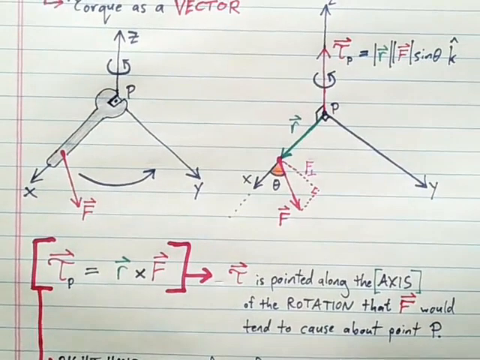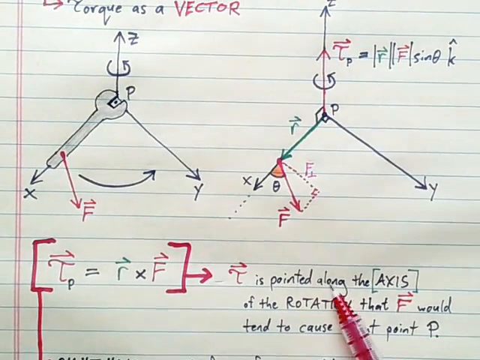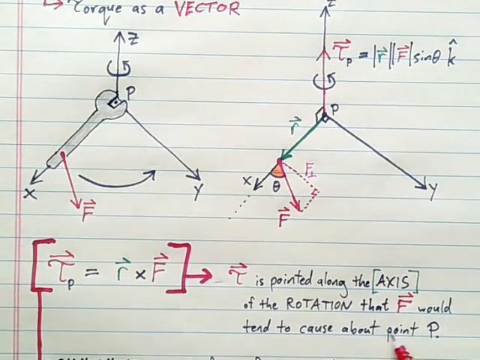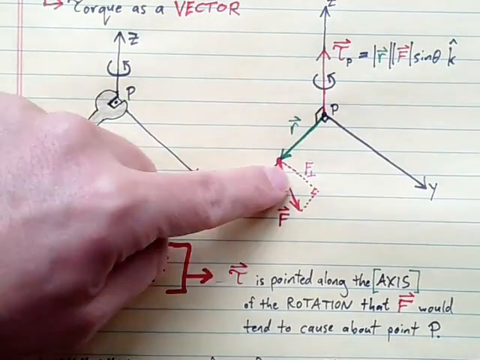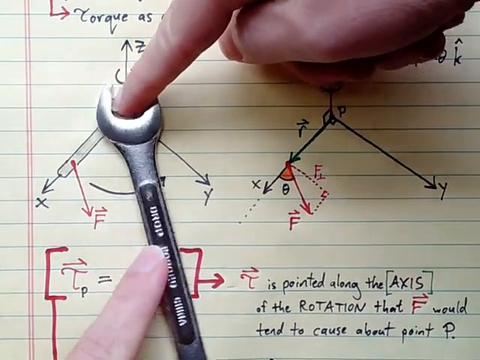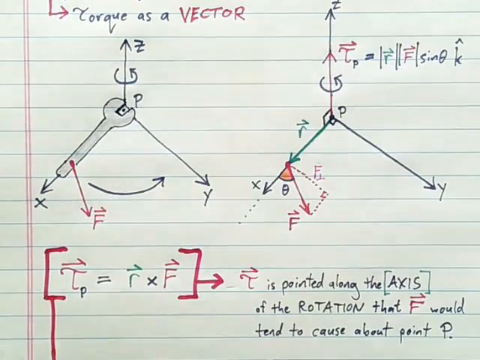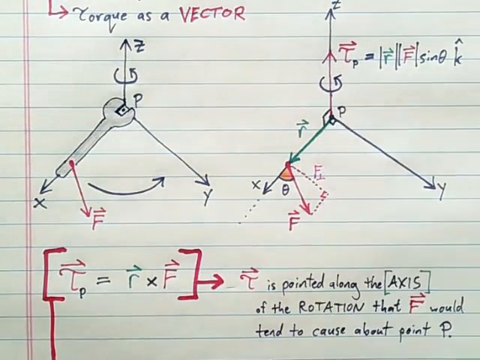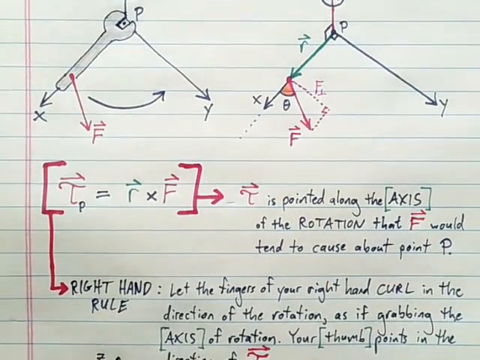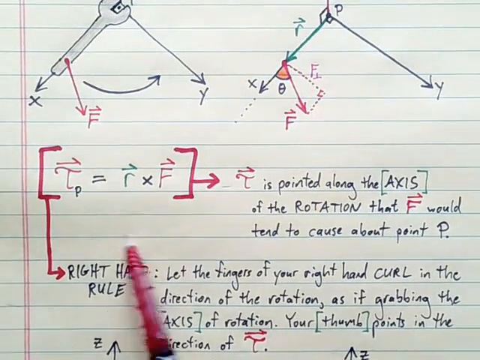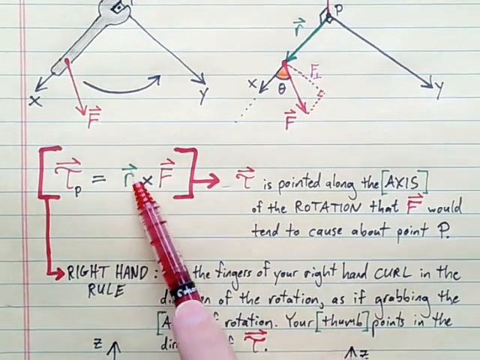The torque vector points along the axis of the rotation that the force would tend to cause about point P. So this force would tend to cause our wrench to rotate about the z-axis. So the torque that results from that force points along the z-axis. Here's another application of the right-hand rule. Right-hand rule means many things. We've talked about what it means in terms of a cross product.